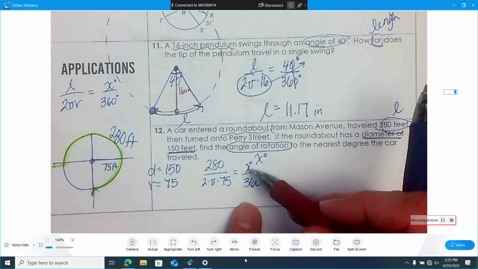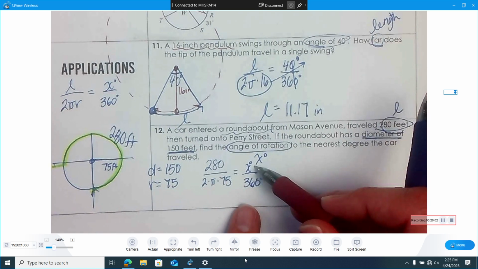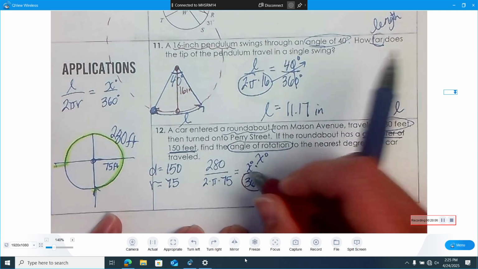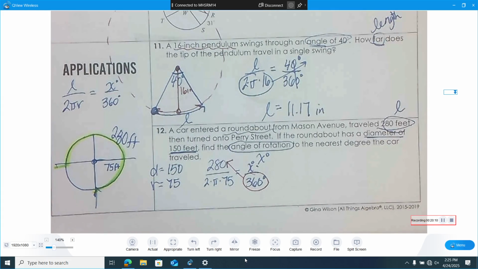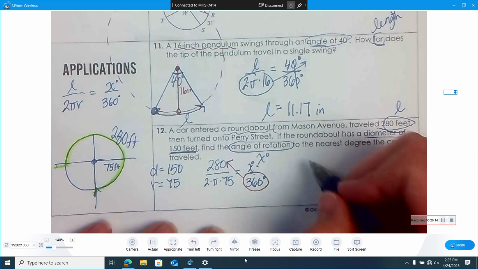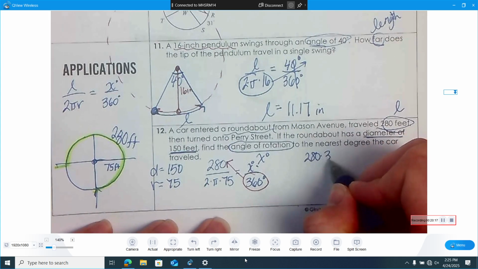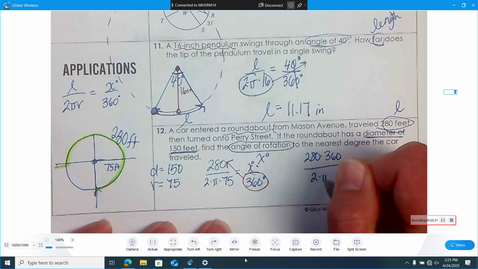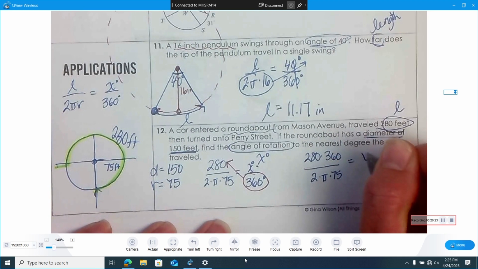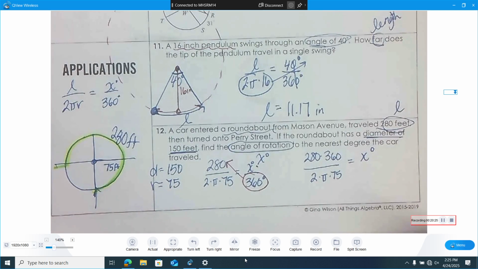On this problem, I need to get x all by itself. What do I need to get rid of? 360. So I'm going to multiply that. That's the only thing I need to get rid of. So I'm just going to push it over to the other side. So we have 280 times 360 over 2 times pi times 75. And that's going to be our x degrees of rotation.